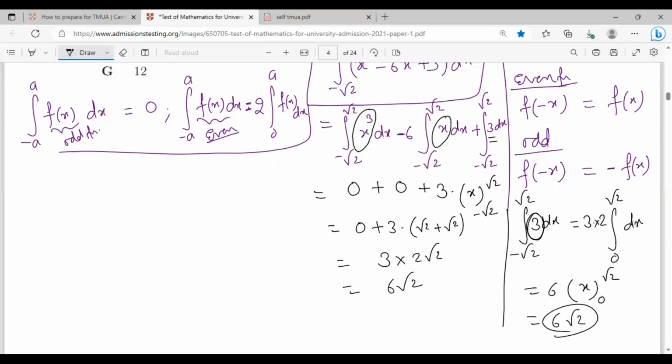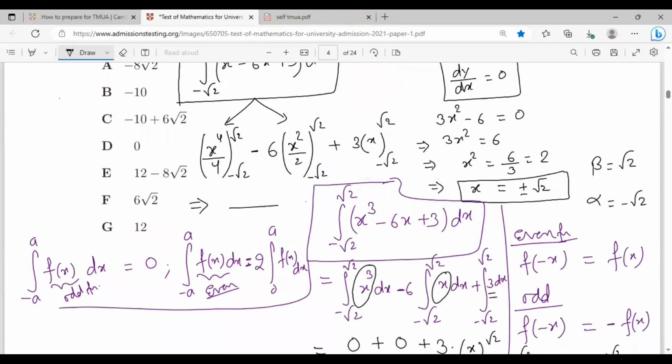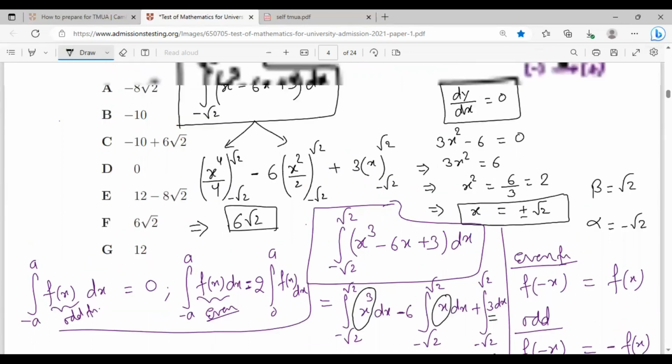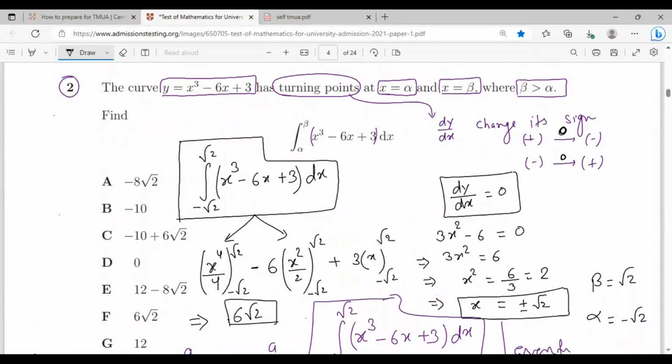In both approaches, we are getting 6 root 2. From the first approach also we will get 6 root 2, but in that way you can waste a lot of time solving and calculating these expressions. If you know the properties of integration of an even function and an odd function, then you can solve this question very easily and in very little time.